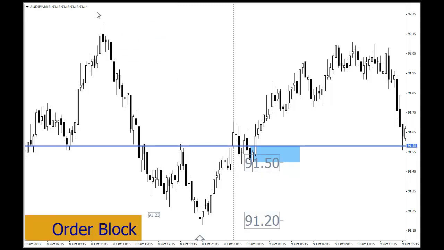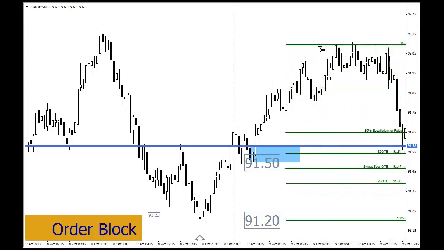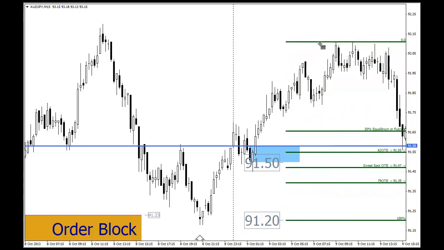So we're going to use our fib. We're going to start with the lowest one here just to give you an idea, to the highest high prior to it. And you can see how the 62% retracement level calls for 91.55. So if you're buying with a 4 pip spread on the Aussie yen, you can get long in here.